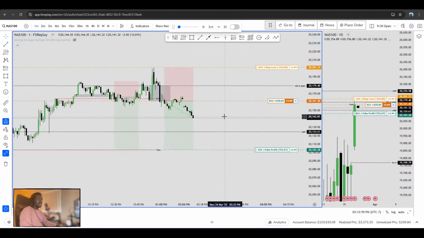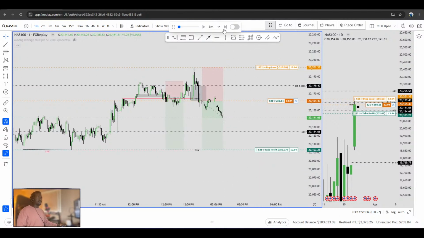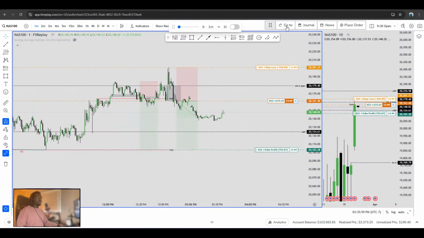Okay, this is the new day. So what we're gonna do is just go to the next day and find out what happened, because I don't want to keep on, but we're in profit so far, already offsetting that previous day loss. So let's go to the next day, see what happened there.